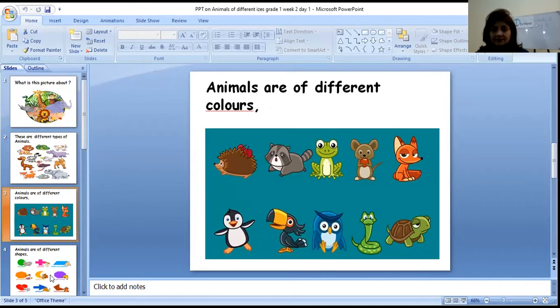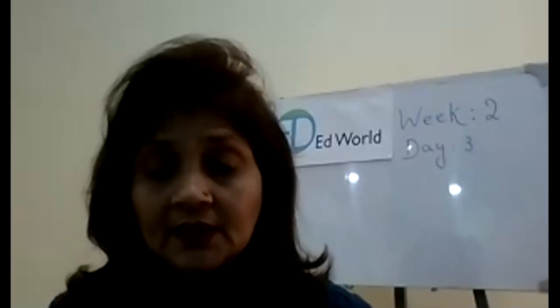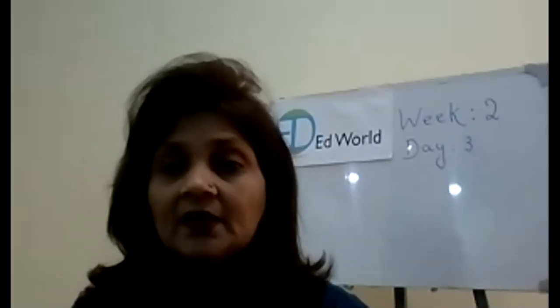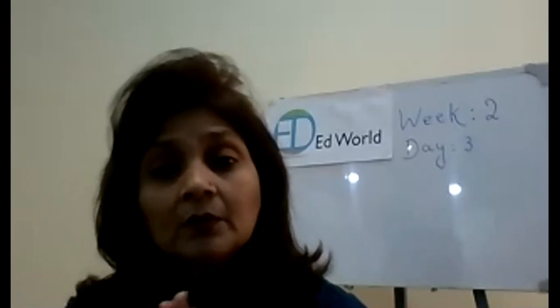You can see that. Okay, now same goes in the shapes. Animals are of different shapes. You can see here all different shapes are shown. We will not go into detail about shapes, but you can see how animals are of different shapes. So it means that animals are of different colors. They are covered with different coats that help them to protect their bodies.